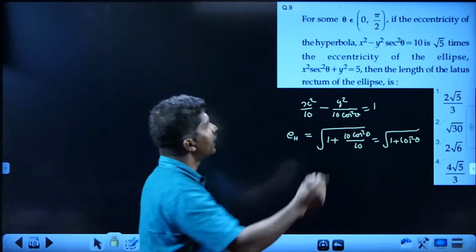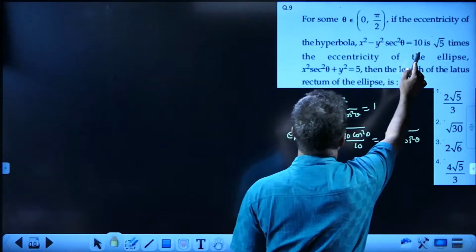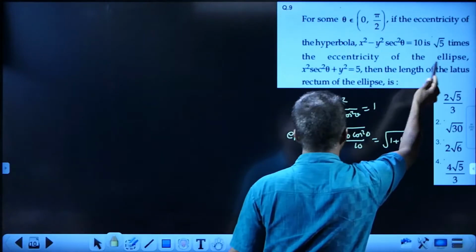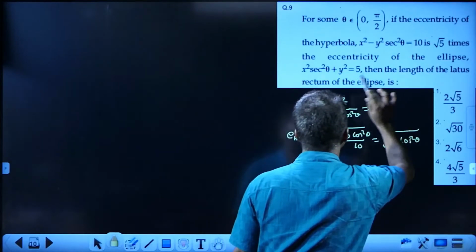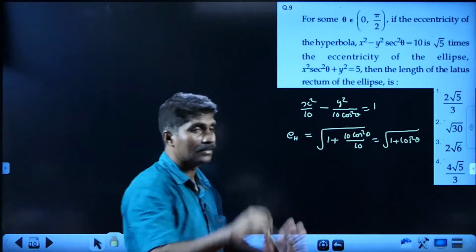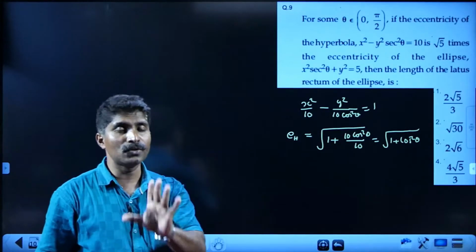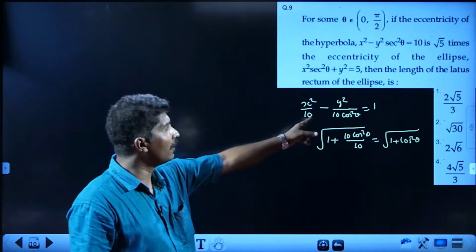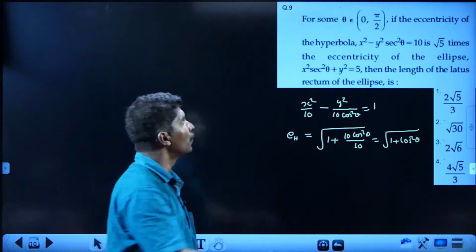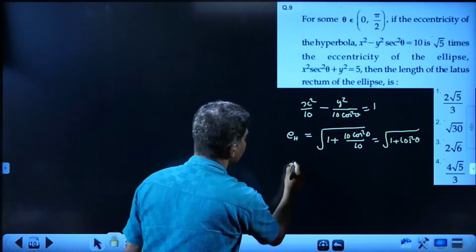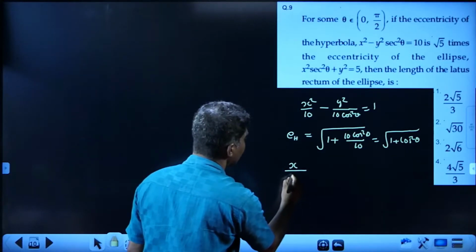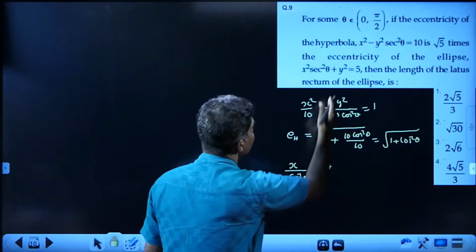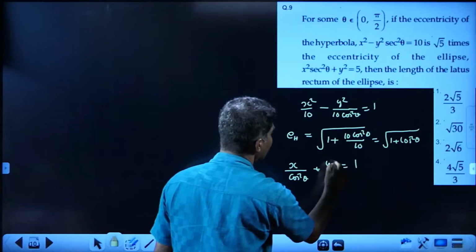Now, the eccentricity of this hyperbola is root 5 times the eccentricity of the ellipse, a similar ellipse, then the length of the latus rectum of the ellipse is. So again we are going to calculate the standard equation of that ellipse. One thing you have done, the next one will be very easy for you. What is that? x square divided by cos square theta plus y square is equal to 5 is there. So I will write it as y.